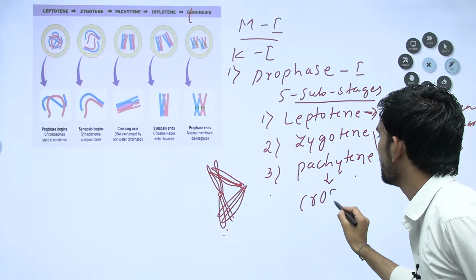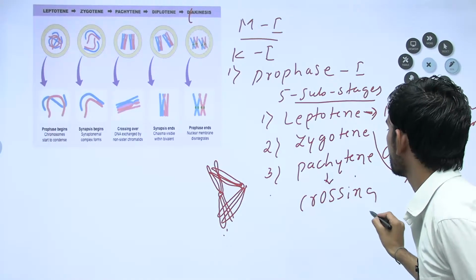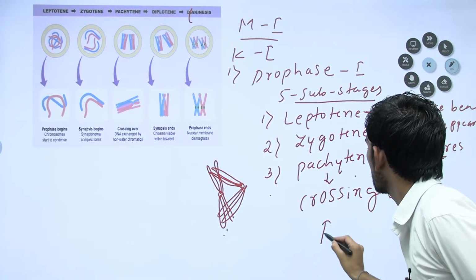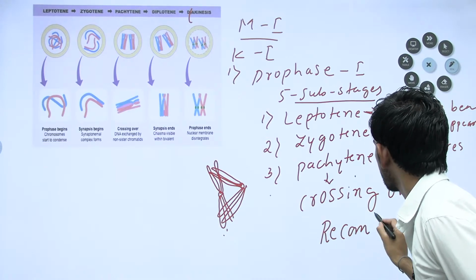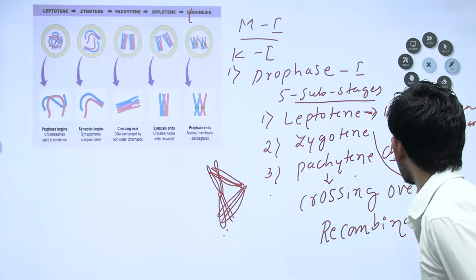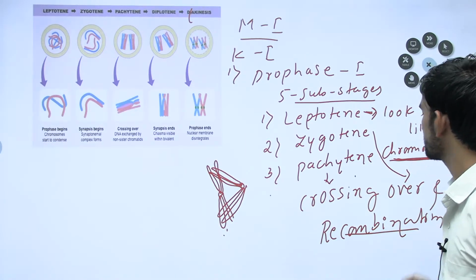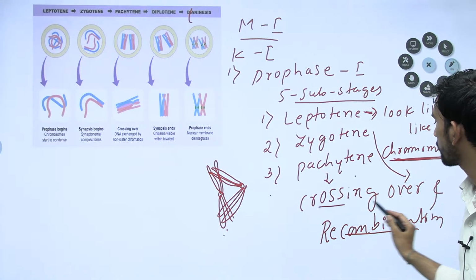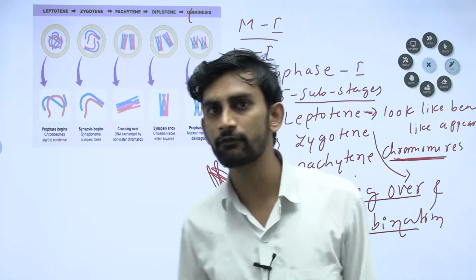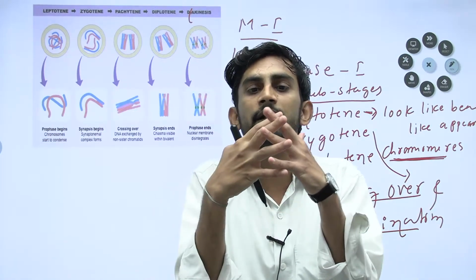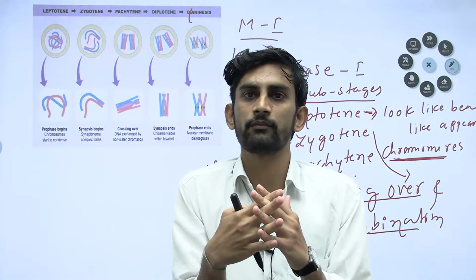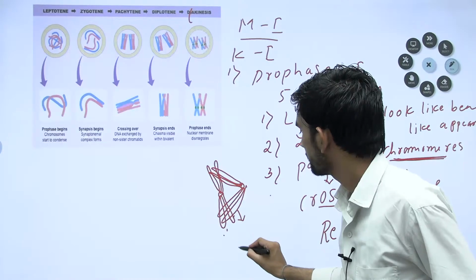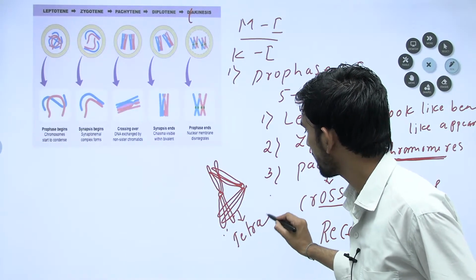Two main important events occur in this stage. The first event is called crossing over, and the second event is called recombination. Recombination means once again they are combining. Crossing over in the sense what? Exchanging of the genetic material between the two homologous chromosomes. In that condition, this forms a tetrad. This is what we call the tetrad condition.